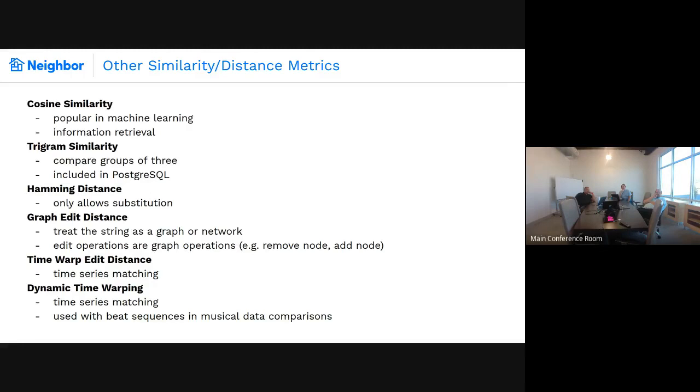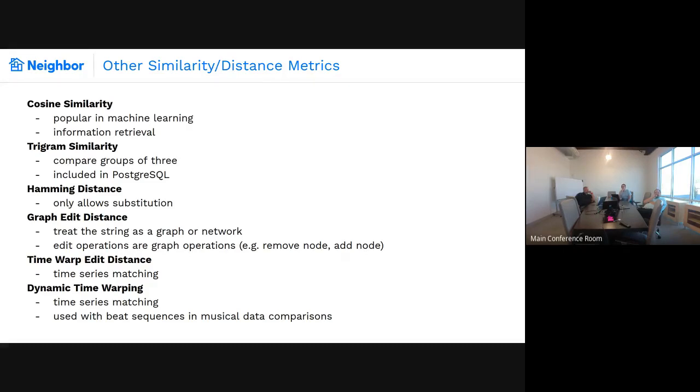Graph edit distance treats the string as a graph or a network where the letters are connected to each other. And the edit operations are graph operations, like if you had links in a chain, which is essentially what a graph or a network is, and you were removing one of those nodes or adding a node, or removing an edge between them or adding an edge. So that's pretty cool. And then time warp edit distance and dynamic time warping just sound really cool.